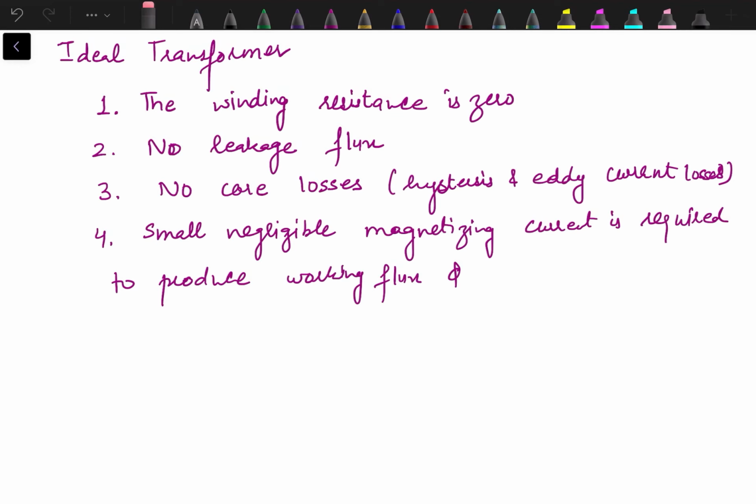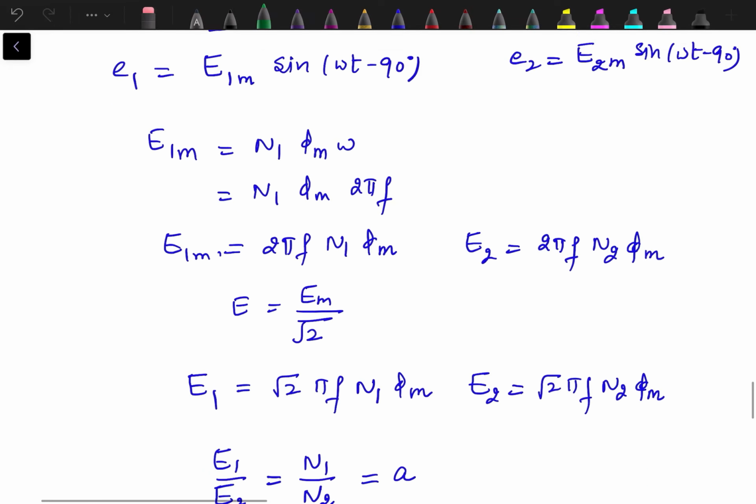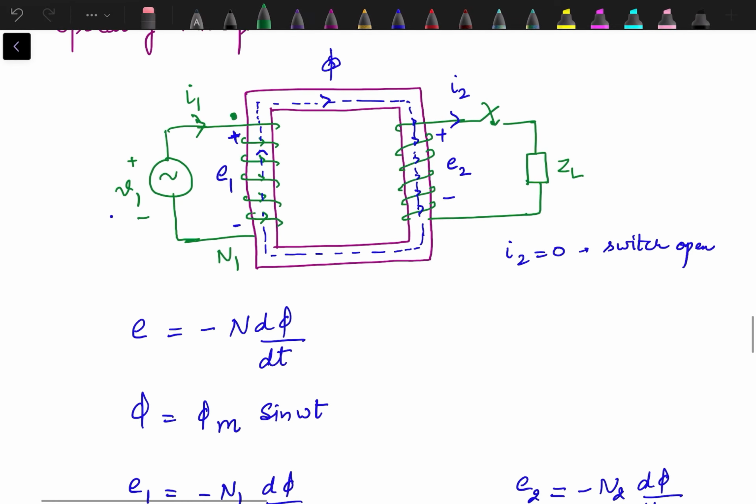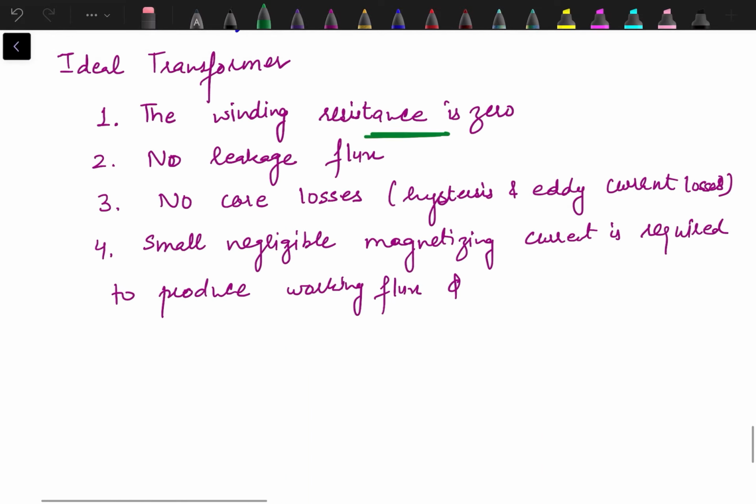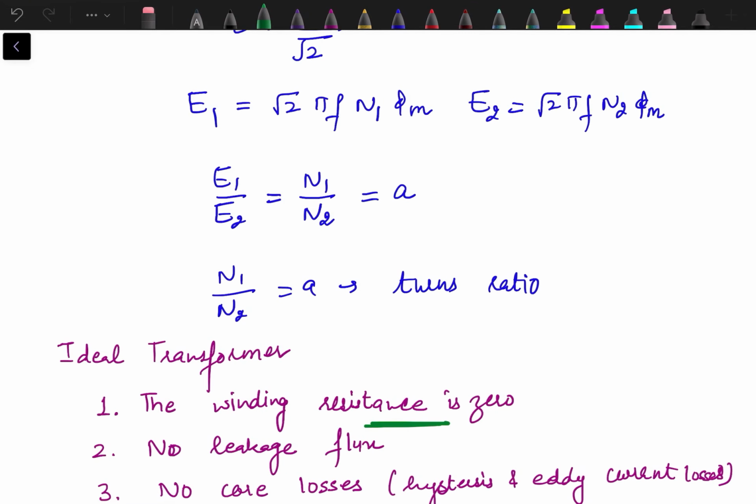Now, based on this assumption that winding resistance is 0, what we get from here is that V1 and E1 are equal in magnitude. Also, the induced EMF will appear as voltage across this load when the switch is closed. E2 and V2 are equal. So what we can write? We can write that E1 upon E2, which is equal to N1 upon N2, is the same as V1 upon V2.